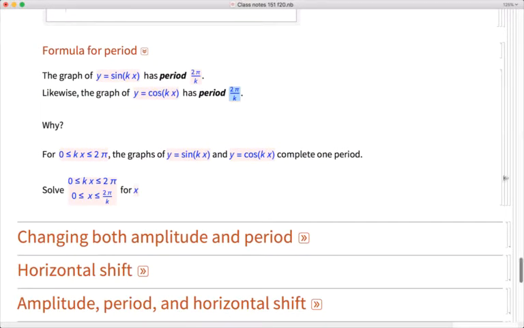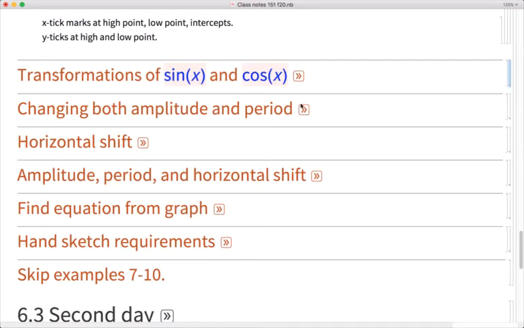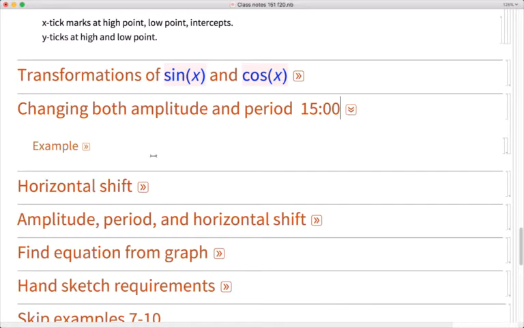Okay, so we're going to look at combining these effects now. This is just about 15 minutes. We're going to change both the amplitude and period and look at combined effects now.